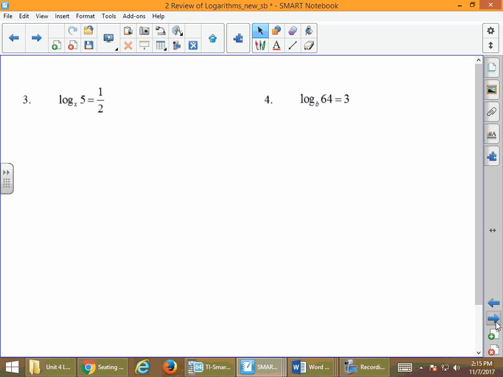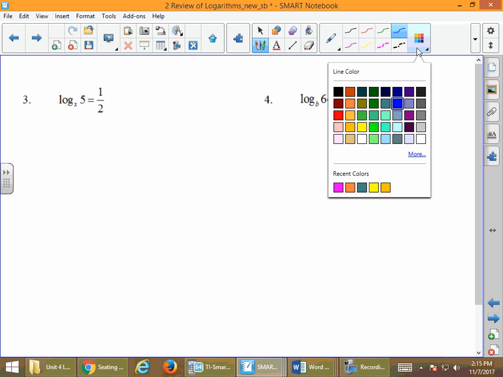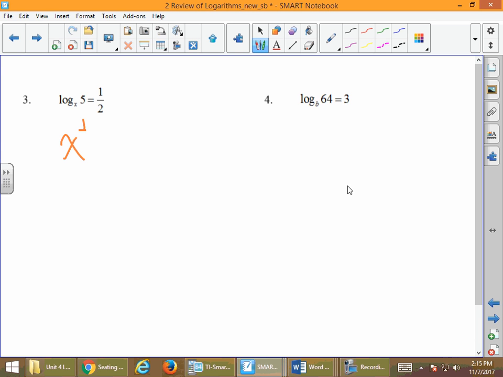Logarithm is another way of writing an exponent. But what we want to do is convert this to an exponential. So this is going to be x to the 1/2 equals 5.